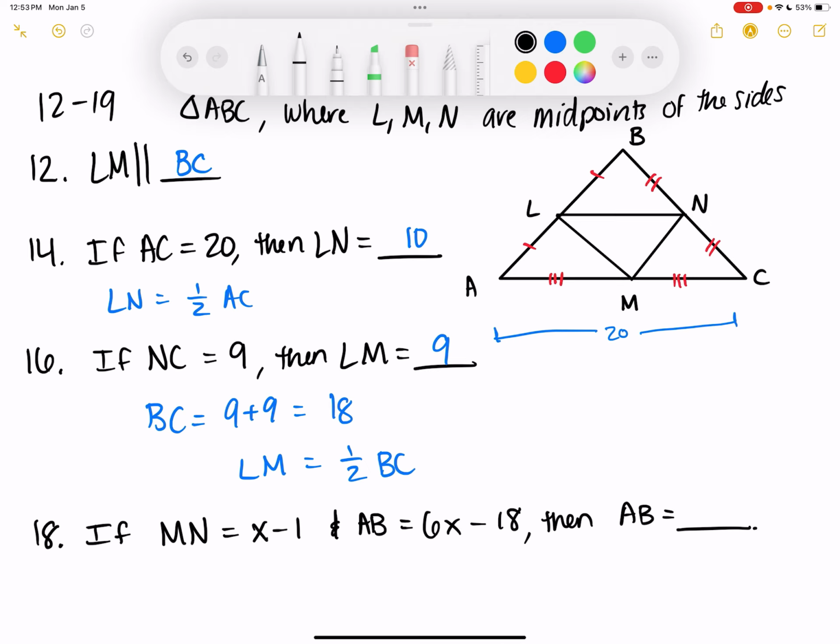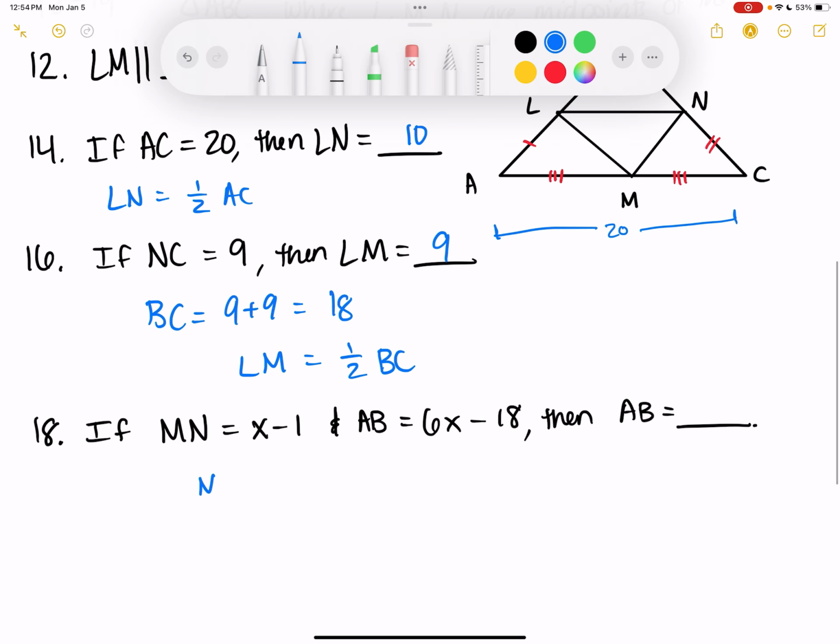So the first thing I would do is figure out what associates these two things, MN and AB. So ignoring the x's and all of that, if I just said what formula relates MN and AB, what would you tell me? MN is half of AB. Yep, so I would start with that. So MN is equal to 1/2 of AB. Now I would use substitution and plug in the x minus 1 and the 6x minus 18 for these things. So I've got x minus 1 is equal to 1/2 times 6x minus 18.